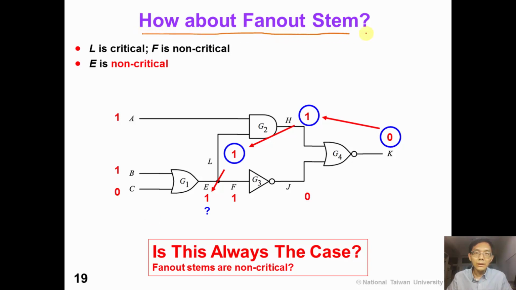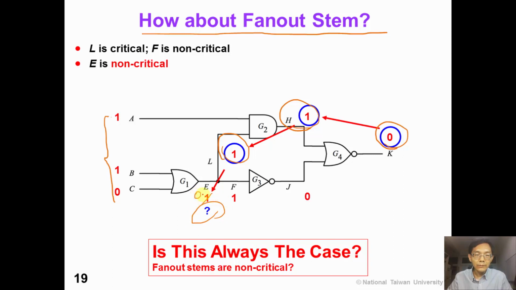Can we determine the criticality of fan-out stem? For this example circuit, we apply test pattern 110. The output K equal to 0 is of course a critical signal, and H is a critical signal. L is also a critical signal. However, F is not a critical signal. So how can we determine the criticality of fan-out stem E?